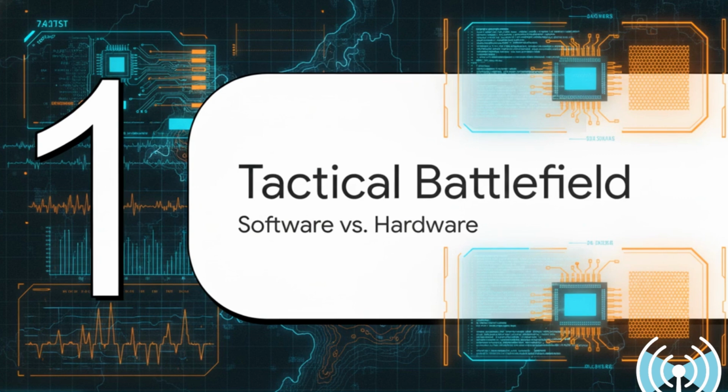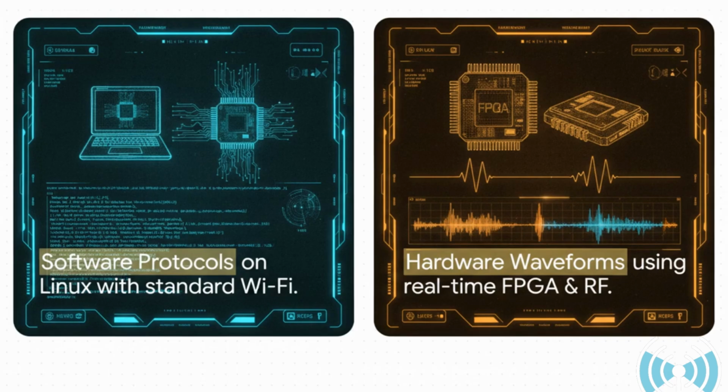Part 1. The Tactical Networking Battlefield, Software versus Hardware. To really get this, we have to divide our theater of operations into 2 totally distinct engineering camps. On one side, you've got software-defined network protocols. These live up at OSI Layers 2 and 3, running on standard Linux environments using off-the-shelf commercial Wi-Fi chips. They literally do not care about the underlying radio frequency, they're totally agnostic.